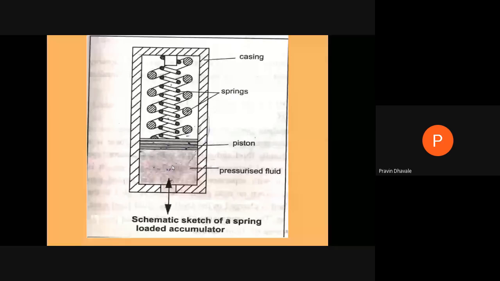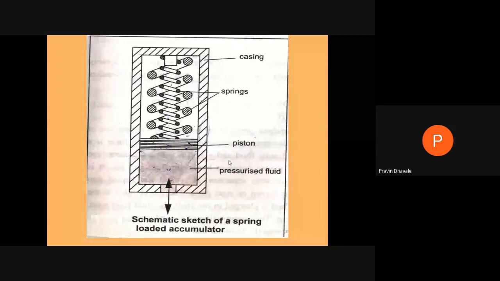So what are the particular applications of a spring loaded accumulator? It will be used in automotive and mobile hydraulics applications, in the case of suspension provision in automobiles, where space limitation is of prime importance and also we require a smaller volume of fluid for the particular application. This is the construction and working of a spring loaded accumulator.